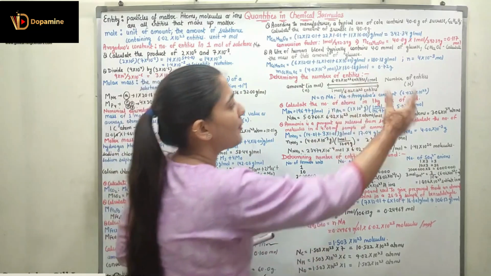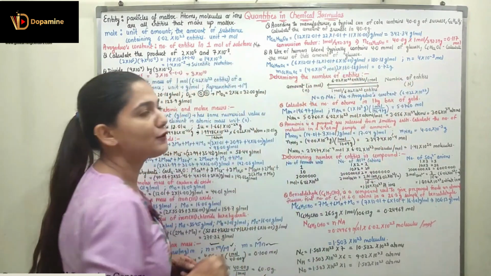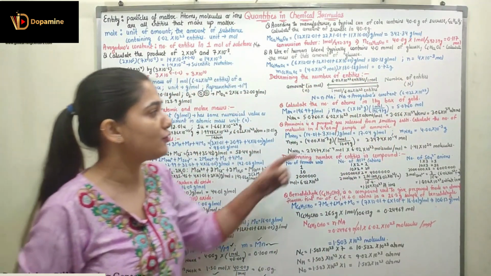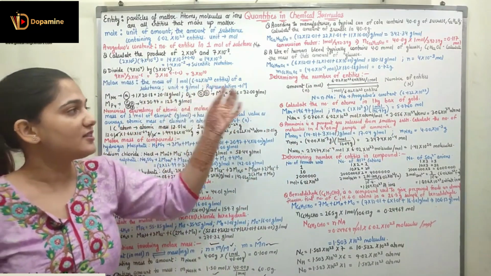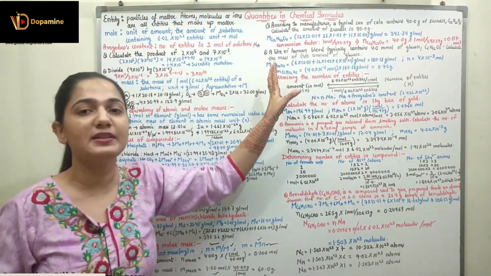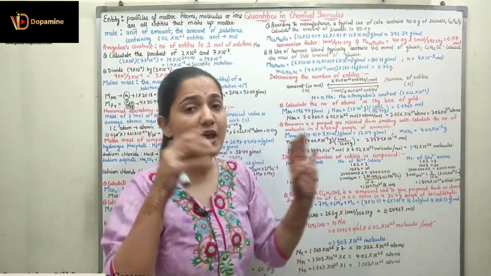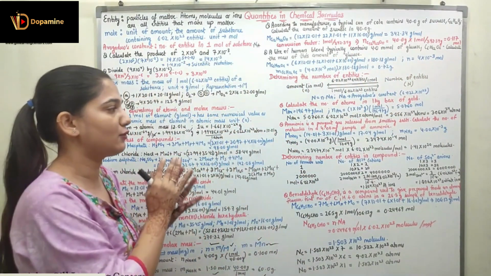If I am given the number of entities, capital N, and I want to find out the number of moles, what am I going to do? I am going to divide by 6.02 into 10 raised to power 23. So this is how we can interconvert between the number of moles and the number of entities. Based upon this also we have the questions.